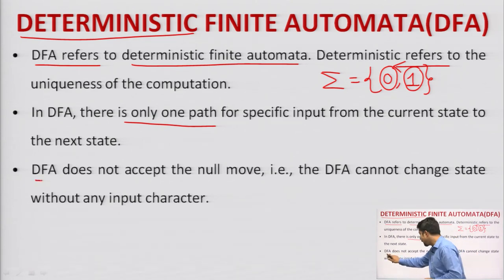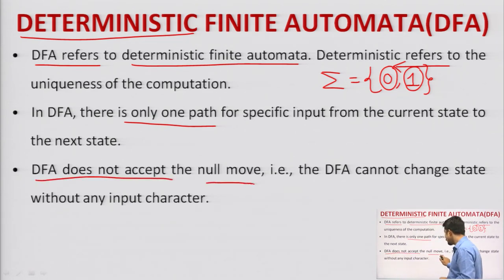The next point is that DFA does not accept null moves. I have told you there are two transitions, 0 and 1. If I say 0, this is one symbol. If I say 1, this is another symbol. That means DFA is determined to send exactly one transition, exactly one path for both the symbols. So we cannot have any null symbols. Null moves are not accepted by DFA. So these are some characteristics of a DFA.